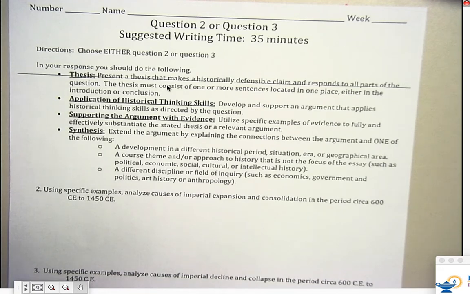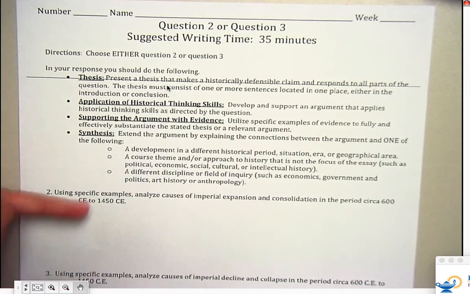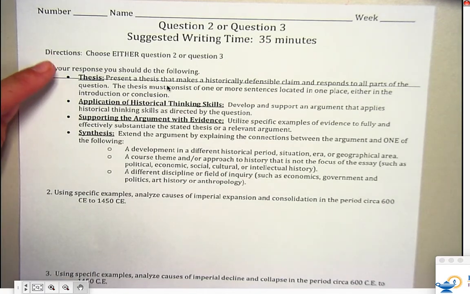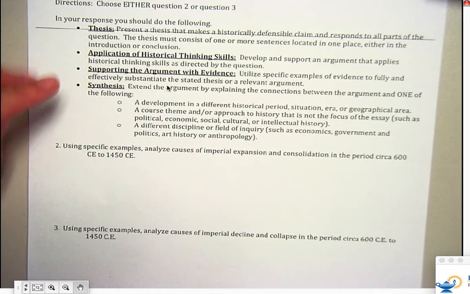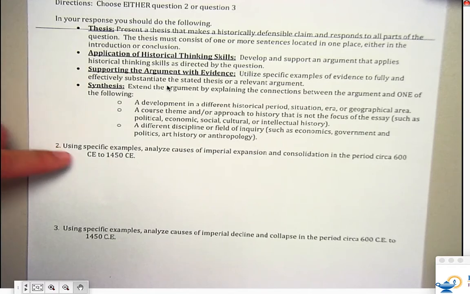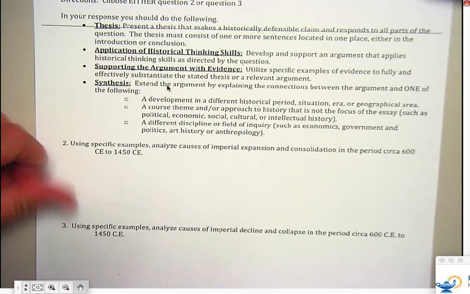Now, I'm showing you what the prompts look like. On exam day, you will have 2 questions to choose from. You only have to do 1. You really only have time to do 1. Okay, so it says directions, choose either question 2 or question 3. Question 2: using specific examples, analyze causes of imperial expansion and consolidation in the period circa 600 to 1450. Question 3: using specific examples, analyze causes of imperial decline and collapse in the period circa 600 to 1450.